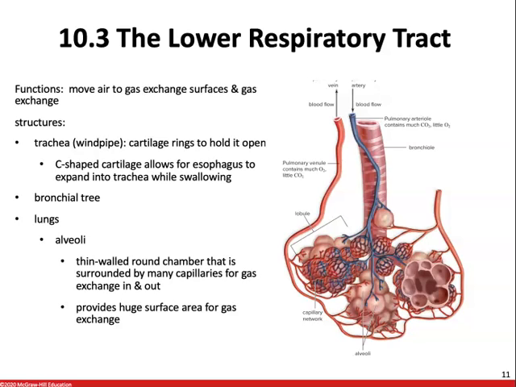Really what I want you to focus on is the structure of the alveoli found in the lungs. These are tiny, thin-walled, round chambers that are surrounded by all of these capillaries for the exchange of gas in and out of the lungs. So the contact point between our circulatory system and our respiratory system will be the capillaries surrounding the alveoli. This is ultimately going to provide us with a massive amount of surface area for that gas exchange.